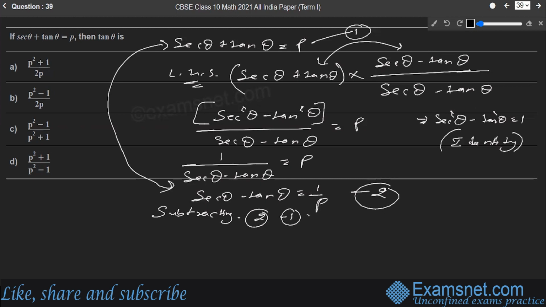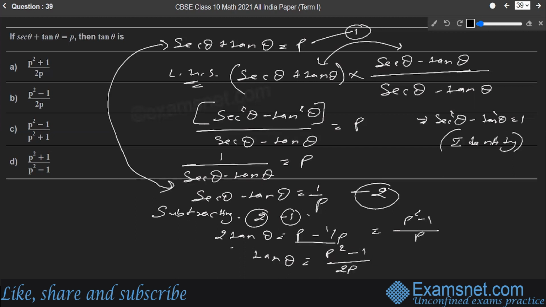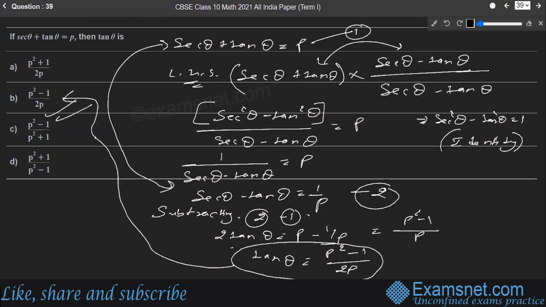So if we do this, what do we get? If we subtract 2 minus 1, we get 2 tan theta is equal to P minus 1 upon P. So the 2 tan theta value comes out to be P square minus 1 upon P. And tan theta finally comes out to be P square minus 1 upon 2P. That is the tan theta value, which matches with option number B. So that is the right answer.